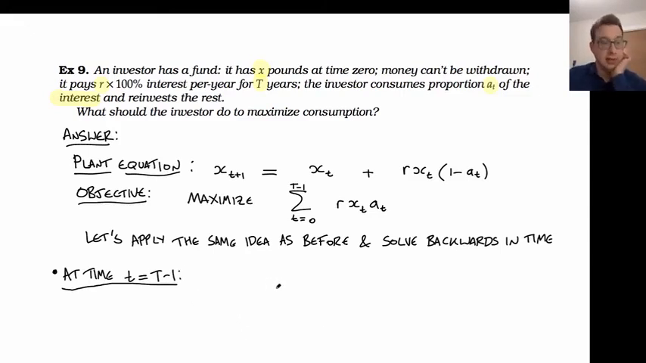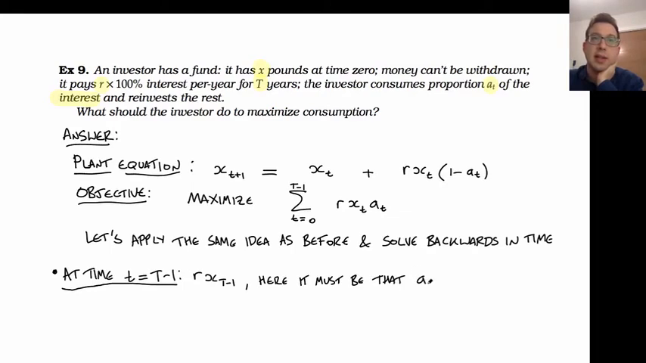Okay, let's think about it. We've got an amount of money, x_{T-1}. We can't withdraw any money from the fund. We're going to get some interest r of x_{T-1}, and then after that, I can't get any money out. So I might as well take the most that I possibly can. All right, so here it must be that a_{T-1} is equal to 1.